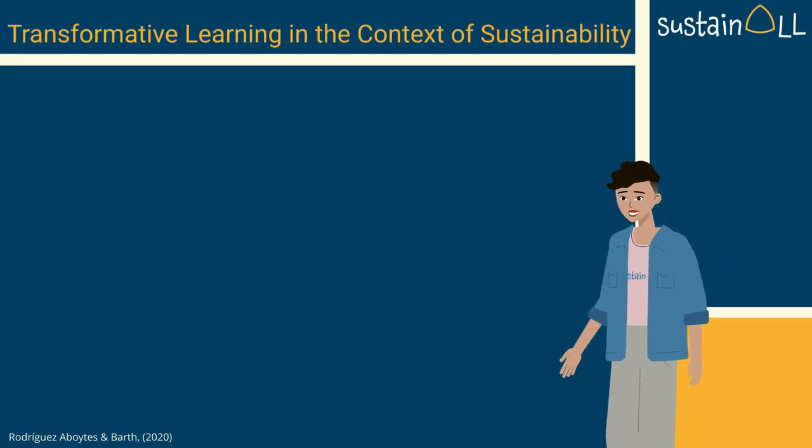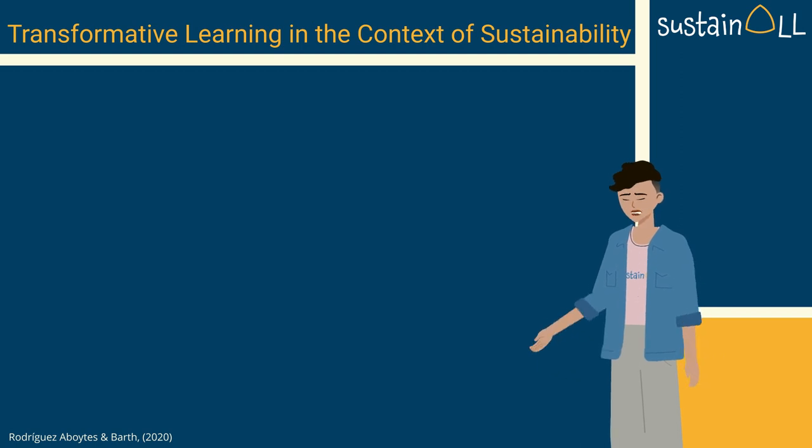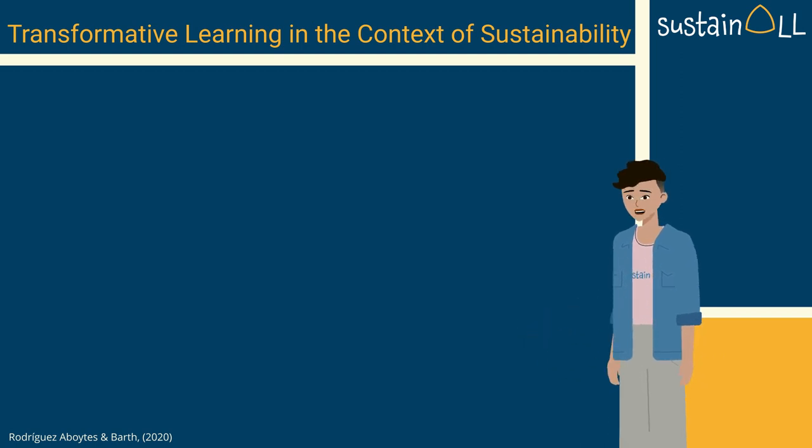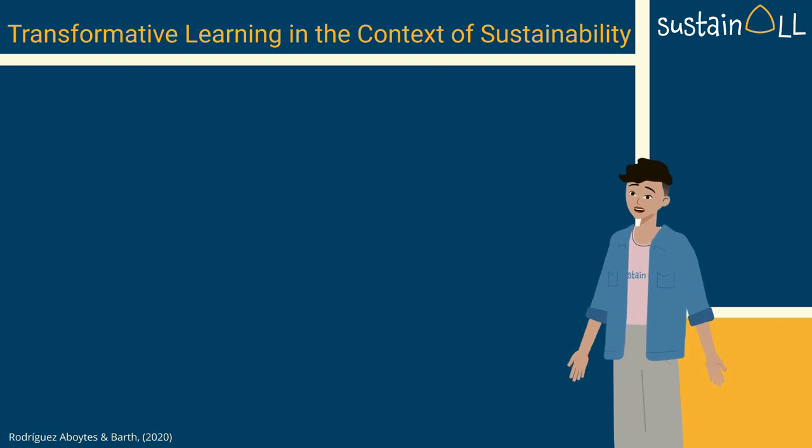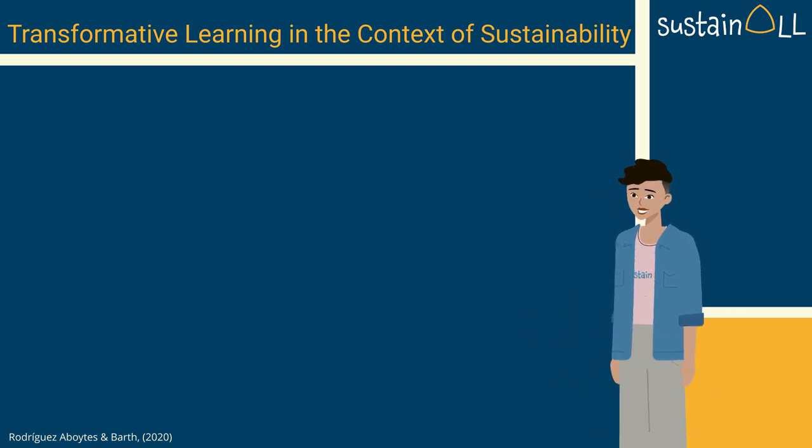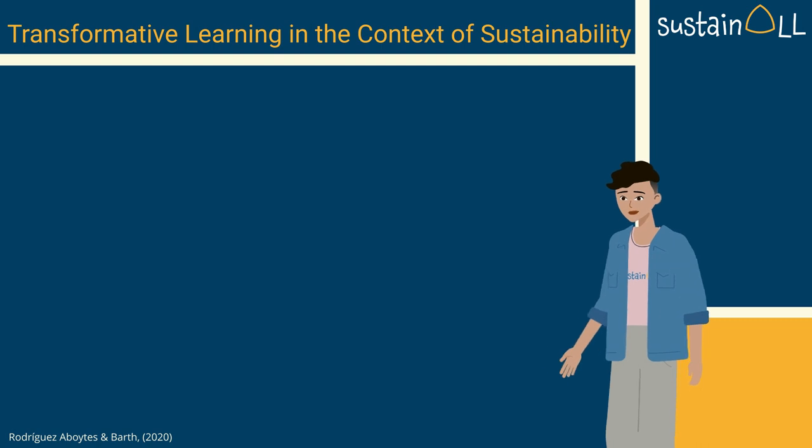First, their definition of transformative learning. Transformative learning in the context of sustainability refers to the process by which individuals undergo profound cognitive and emotional shifts in their thinking and behavior, leading to a deeper understanding and commitment to sustainable practices and principles.